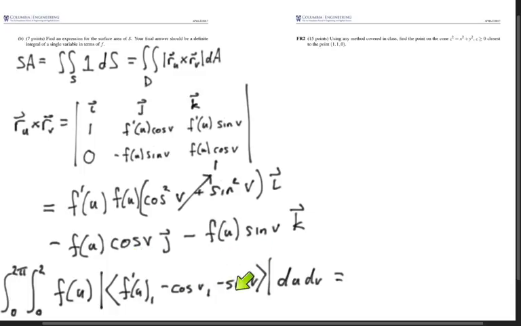So when I take the length, the v dependence is going to drop out, right? The sum of the squares is just 1, no matter what v is. So we can do the v integral. That's why this problem says leave the answer as 1 integral. If I do the v integral, I'll just get 2 pi.